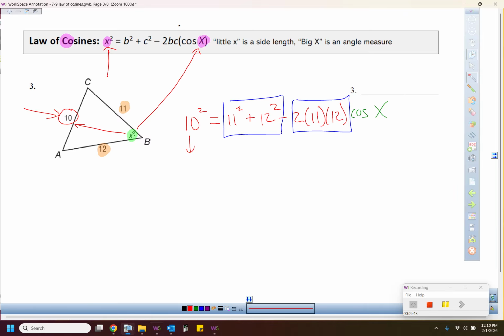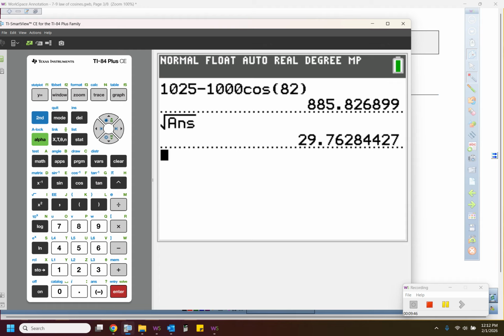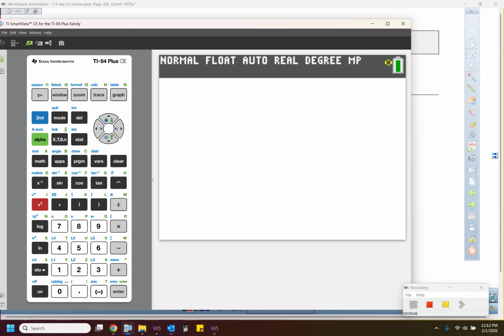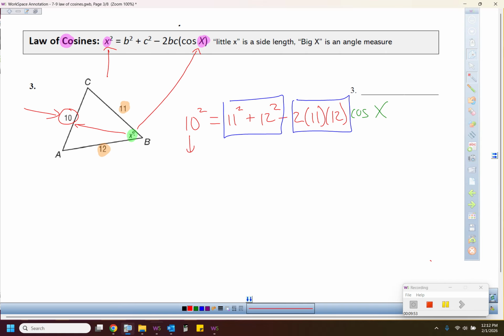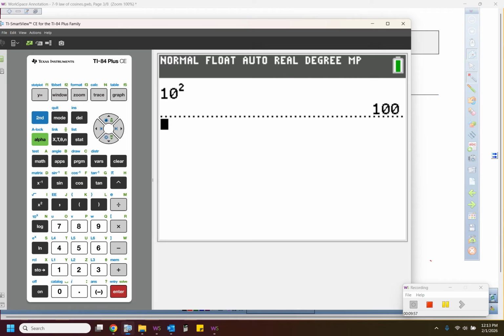First, this 10 squared, you could punch that in if you need to, but I hope you know 10 squared is 100. Didn't even punch it in right, but I got it right there. So that's a 100 equals, figure out what's in the box. It's 11 squared plus 12 squared.